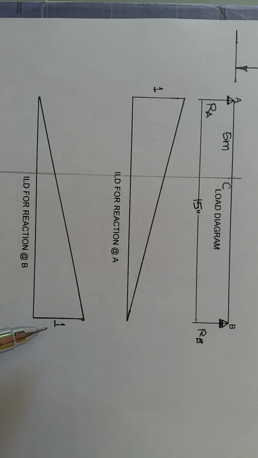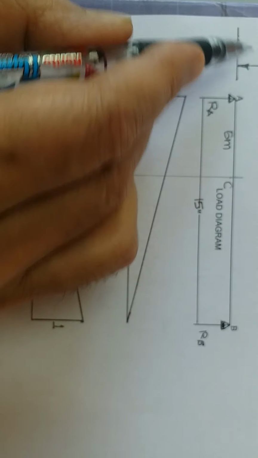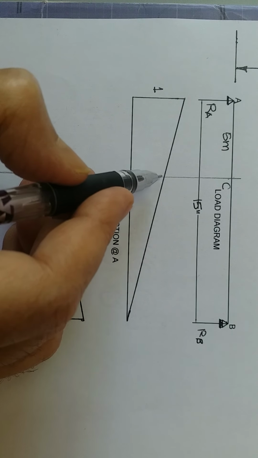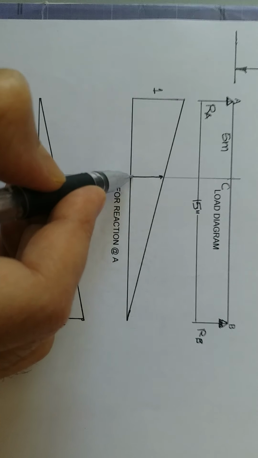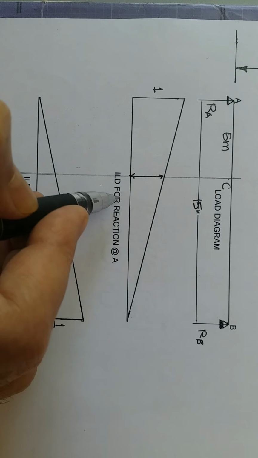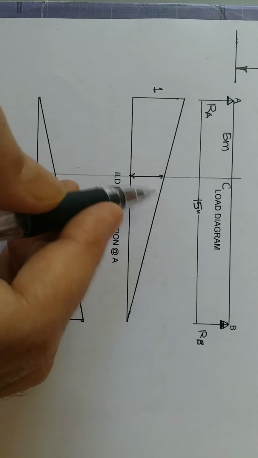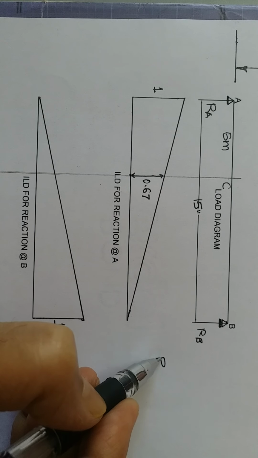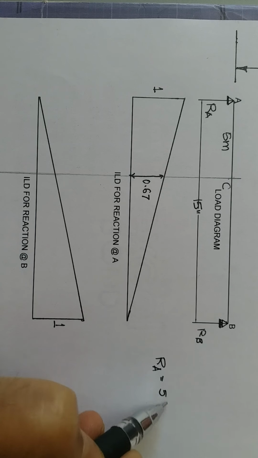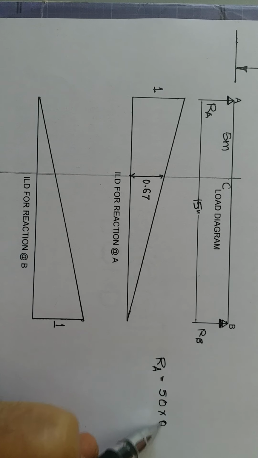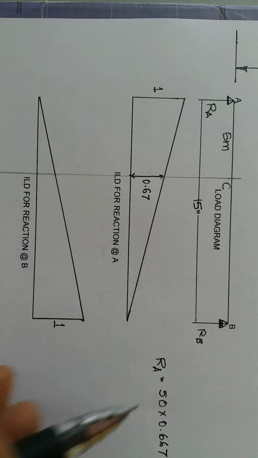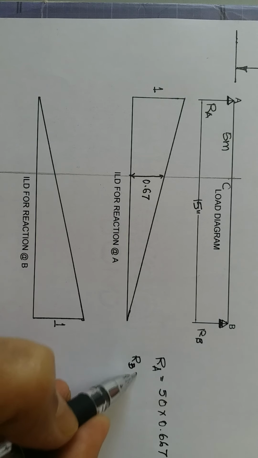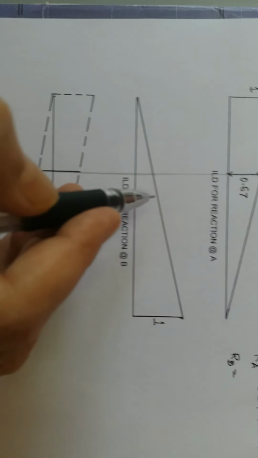So suppose the load is at C, this is the ordinate. This ordinate will be equal to 10 by 15, so this ordinate will be equal to 0.67. So if you calculate RA, RA will be equal to 50 multiplied by 0.667, so this will be 33.33 kilonewton.